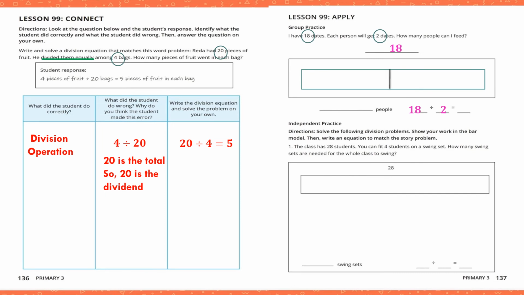18 divided by 2 equals 9. Great. So each part equals 9. So we have here 9 people.